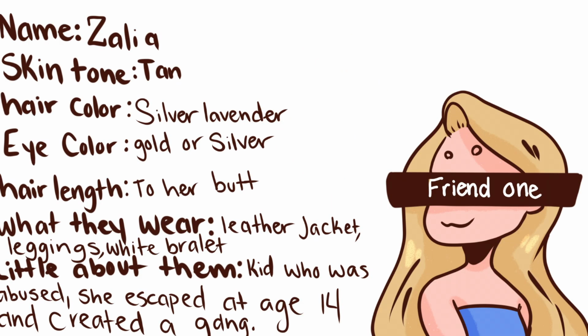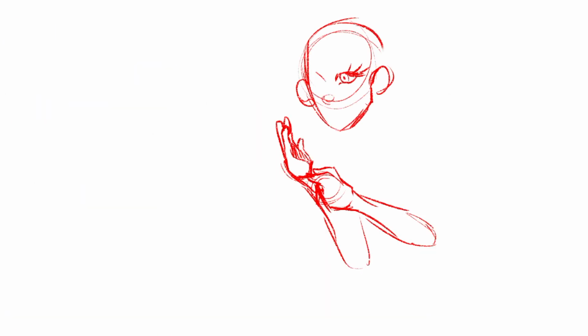So the name of this character is Zayla or Zyla. The skin tone is tan. Her hair color is silver lavender. Her eye color is gold or silver. Her hair length is to her butt. She wears a leather jacket, leggings, and a white bralette. And then she was abused as a kid. She escaped when she was 14 and created a gang.